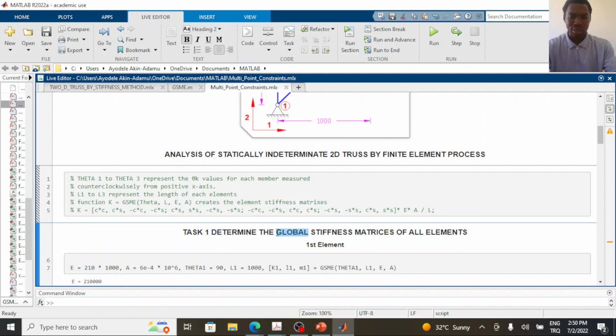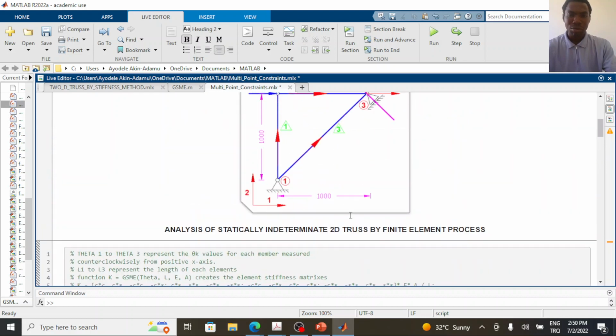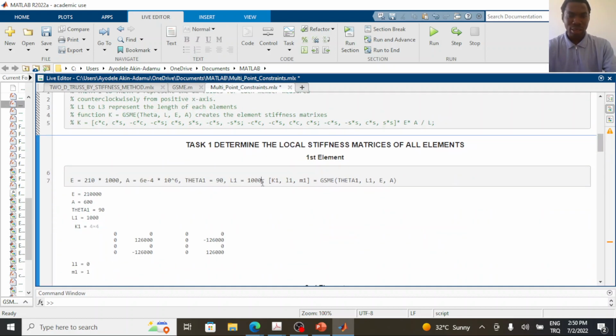So the first thing we need to do is compute the local stiffness matrix of each element, element 1, 2, 3. This is the local stiffness matrix. It's similar to what I did in my previous video, so I'm not going to waste time in this explanation.